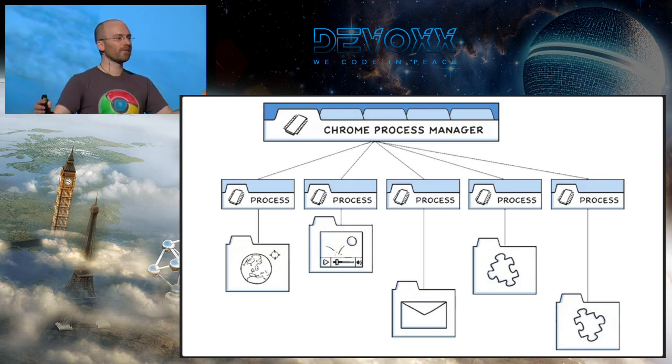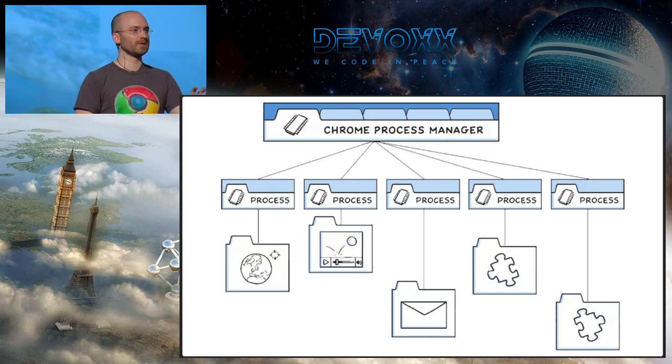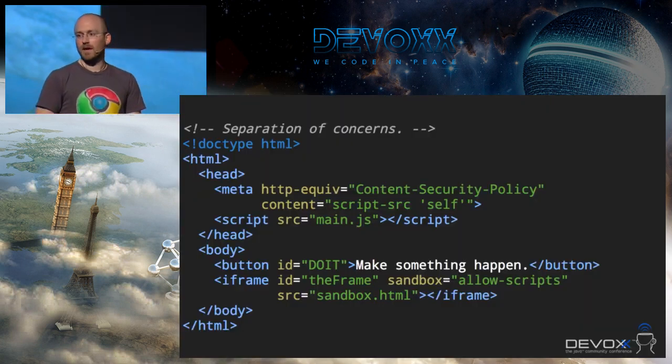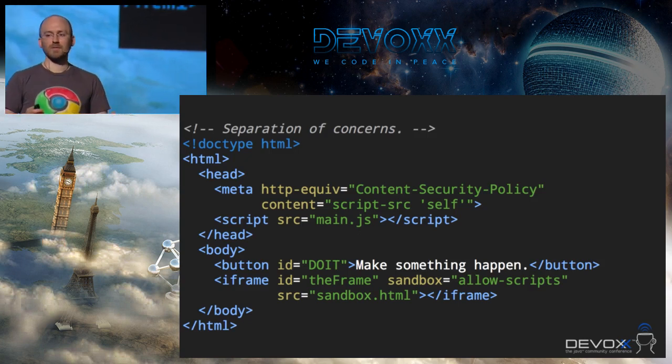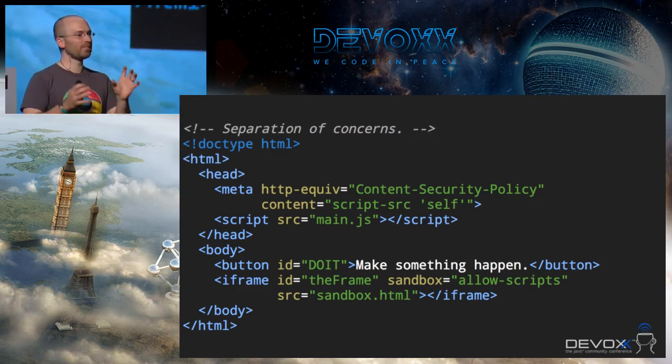So you separate the privileges of your web app, or you take the application, you break it into pieces, and give each piece only those privileges that are actually necessary in order for it to do its job. This allows you to build applications in such a way that each component can live inside of a sandboxed iframe.